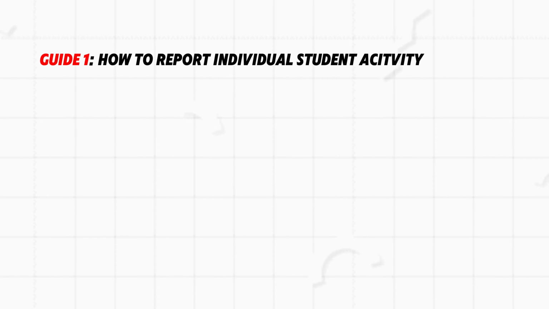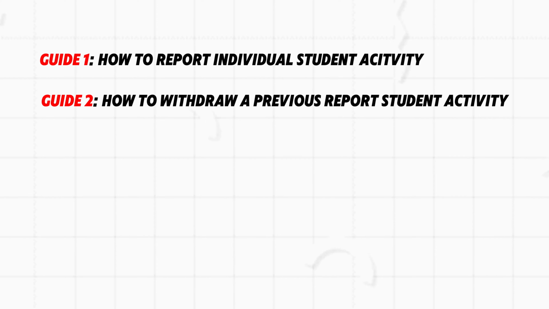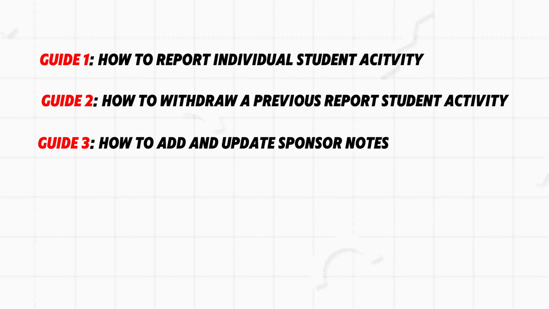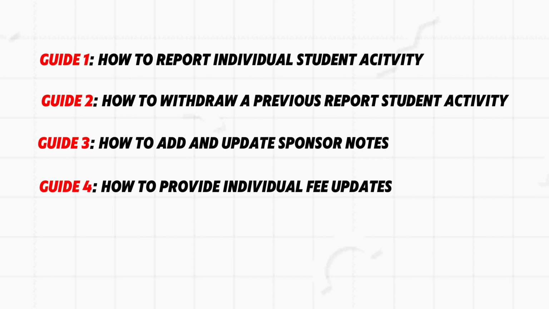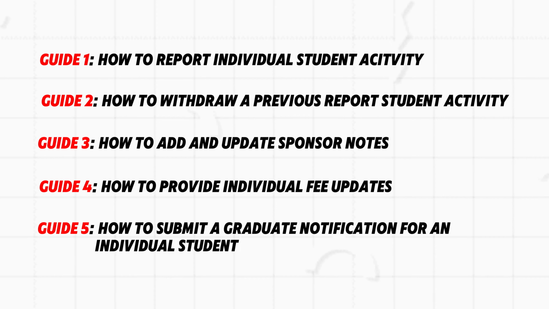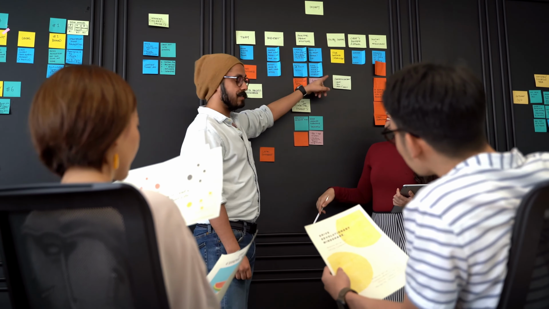In this video, we will discuss how to report individual student activity. We will also discuss how to withdraw a previous reported student activity, how to add and update sponsor notes, how to provide individual fee updates, and how to submit a graduate notification for an individual student on the sponsorship management system.